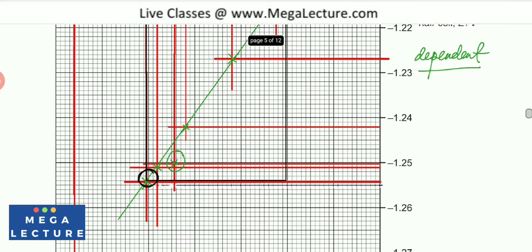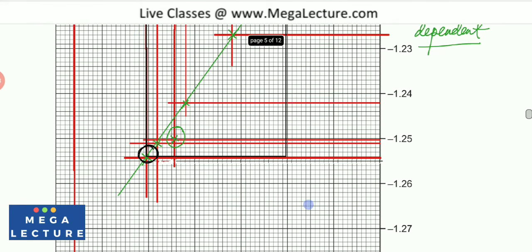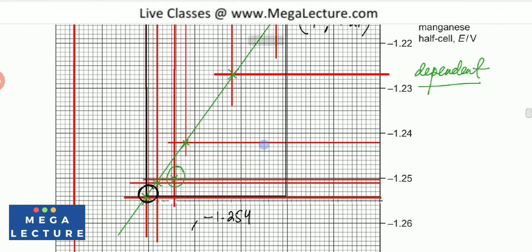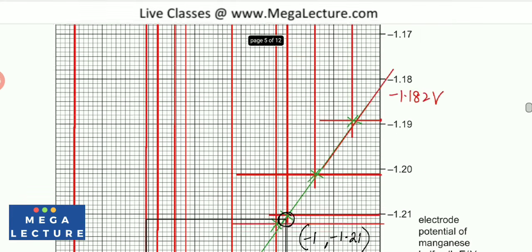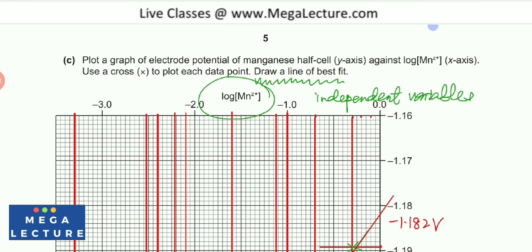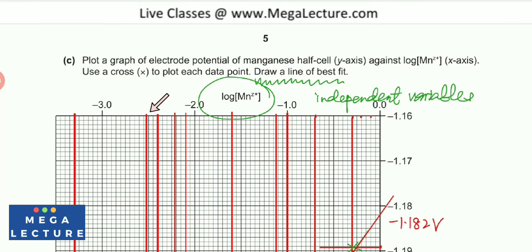And the other point that I'm taking is this one over here. The value that I'm getting for this point that I've marked is minus 1.25 on the y-axis. And on the x-axis, let's follow this line. If you look carefully, this point over here, remember to draw these lines.